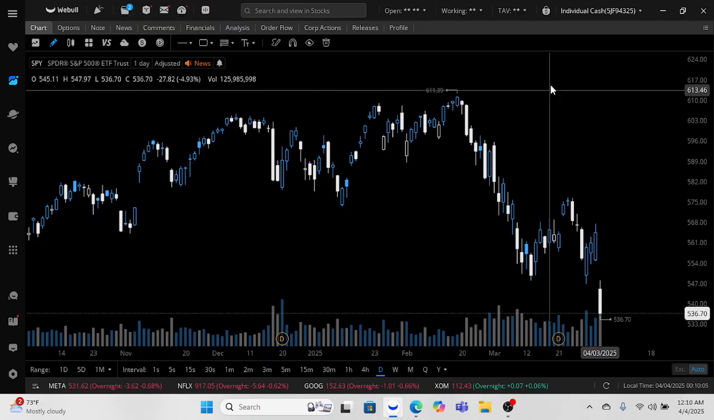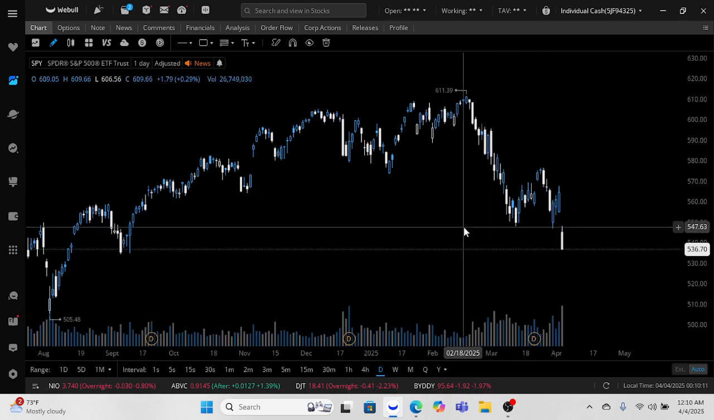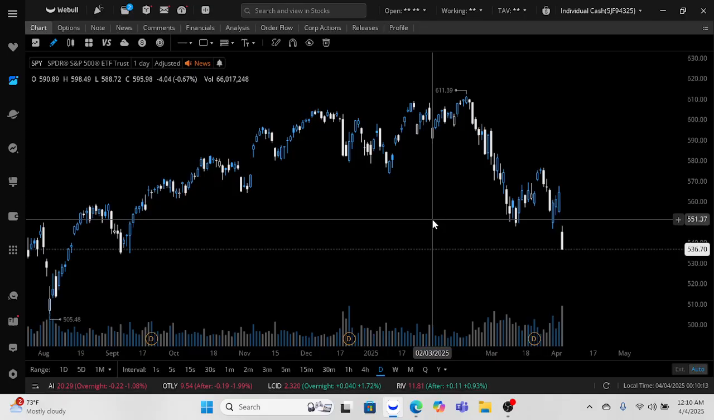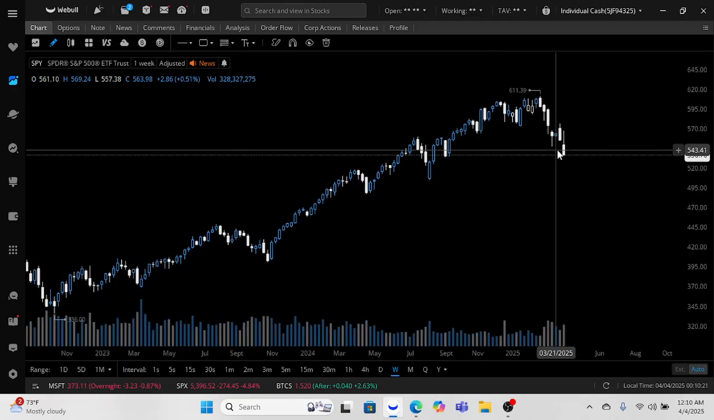And price seeks out liquidity. Price is always drawing to somewhere. The price, the chart, the candles, they don't move at random. They have an objective. They're always moving towards an objective.